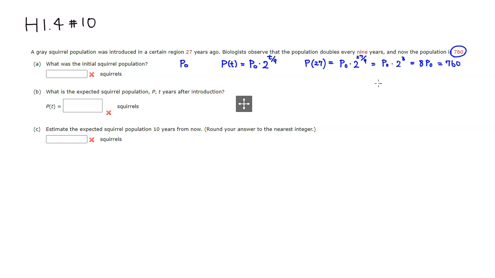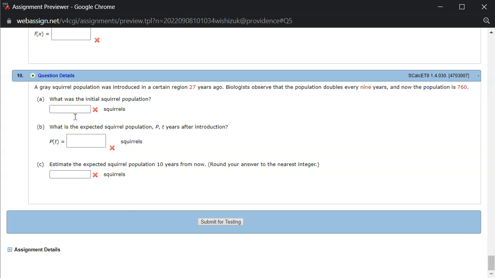So we can simply divide through by 8. P0 is going to be equal to 760 divided by 8. 8 times 9 is 72, and then 40, so it's going to be 95. Is that right? So 760 divided by 8 is 95. Let's type it in. So 95 squirrels. Let's check the answer.